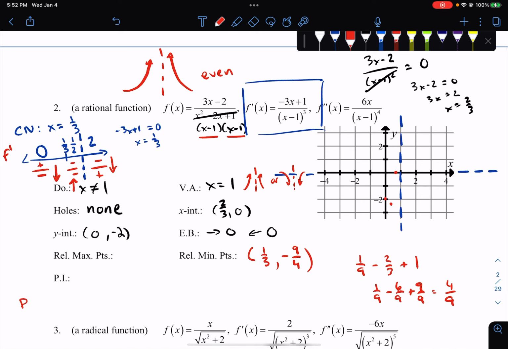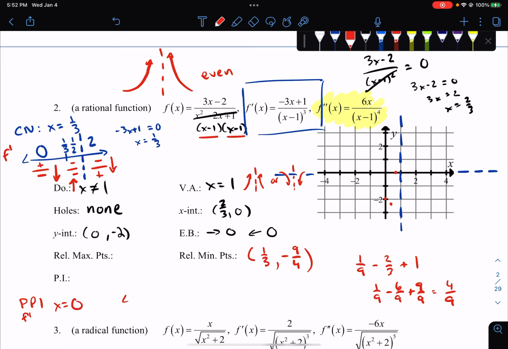So possible points of inflection. I need to use f double prime. What would make f double prime 0? If I look at f double prime, that's this one right here. Again, it gives it to me. The only thing that would make the bottom 0 is a 1, and I can't use that. So the top would become 0 if x was 0.